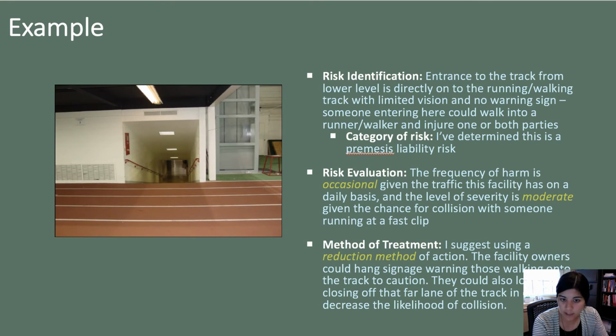So I'm not going to read through all this. Take some time to read through what I've done here. You can see this is a photo from Horton Fieldhouse here at ISU. You can see here I've gone through the 3 steps. I've identified the risk. I've acknowledged the category of risk. I've gone through that evaluation process of determining both frequency and severity, and then I've come up with a method of treatment.